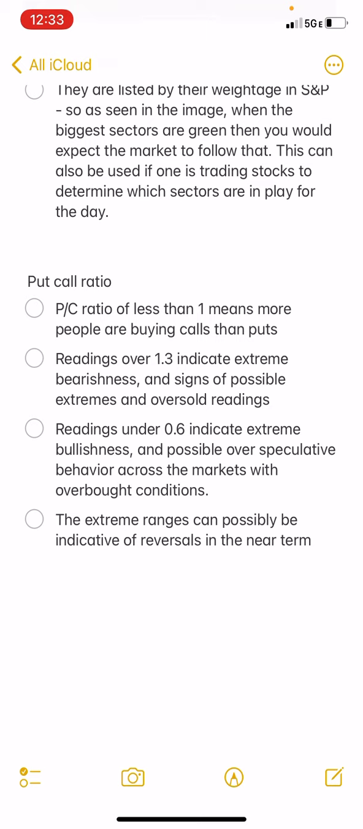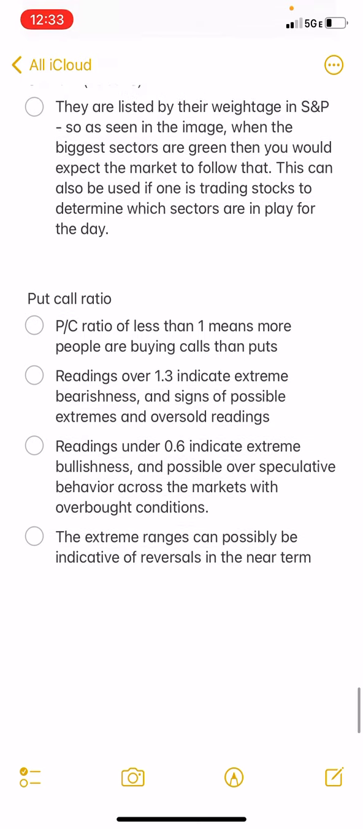If you're short with any reading over 1.3, I would be careful being short and maybe look for a counter trend trade. And then if you're long with a put call ratio under 0.6, maybe it's time to start being cautiously bullish because things are getting a little overheated possibly. So the extreme ranges can possibly be indicative of reversals in the near term.